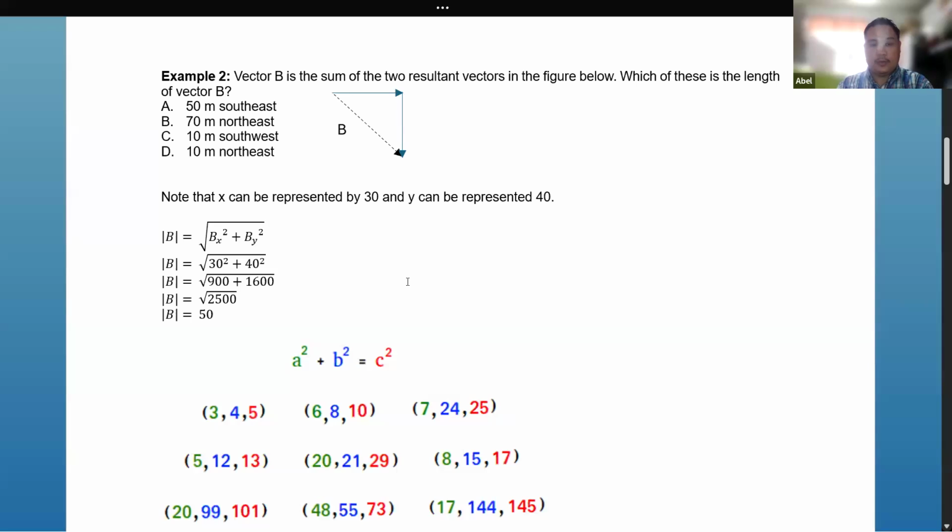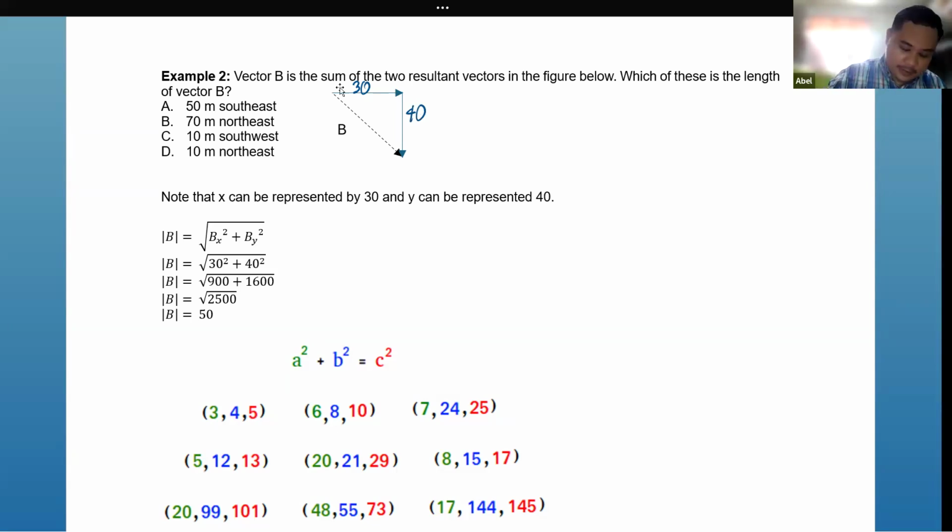Example number 2. Vector B is the sum of the two resultant vectors in the figure below. Which of these is the length of vector B? Okay, so vector B is the sum of the resultant vectors. I think the figure here has been erased, so let me just re-edit it. So that would be 30 and 40.